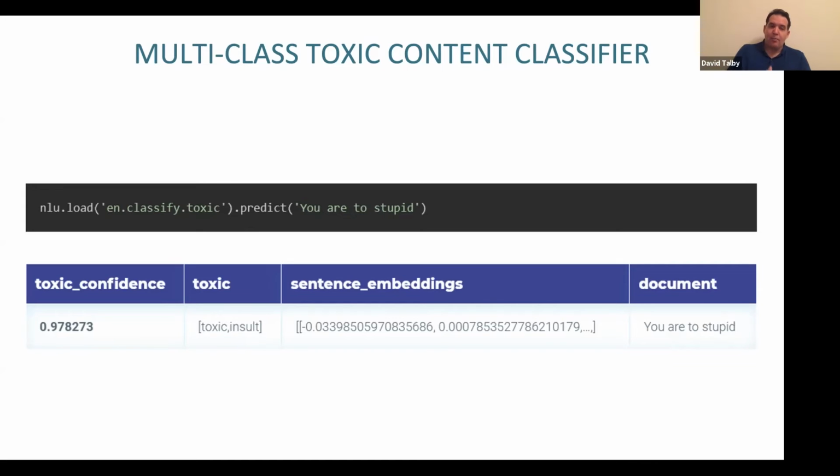Another thing this example shows you is how you can use models in different languages. So you can see you do NLU.load en.classify.text. En means English. If you put PT, it would be Portuguese. If you put RU, it would be Russian. And if you put XX, it means that you want the multilingual model.